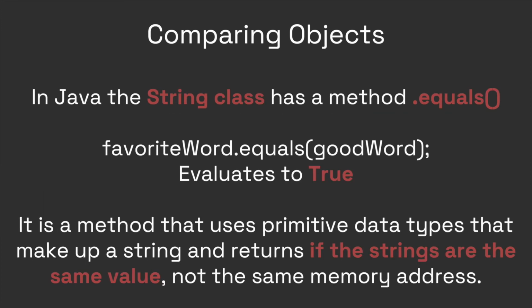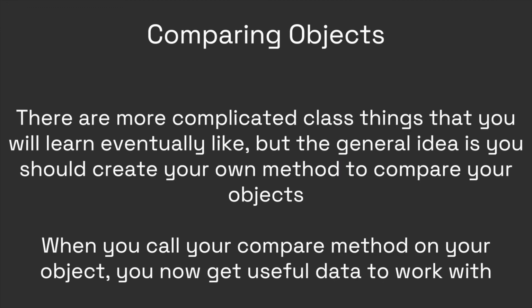In Java at least, the string class has a method known as the .equals method. The method essentially uses the primitive data types that make up the string to determine if the value inside the objects are the same. There are more complicated class features that you will eventually learn to make this process better, but the general idea is that if you want to compare objects from classes you create, you should create your own methods to compare the primitive values that make up your objects. This way, you will have useful data to work with when you compare your objects.